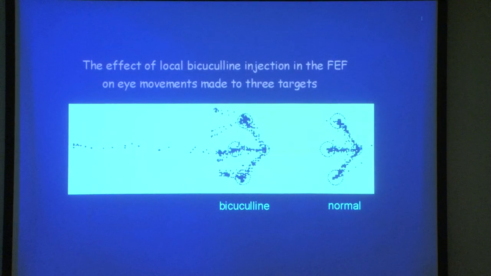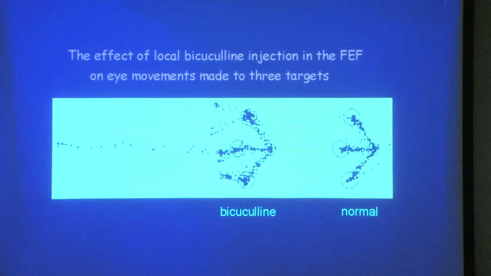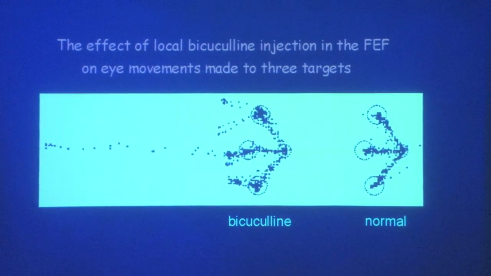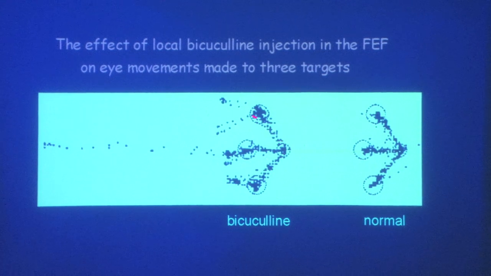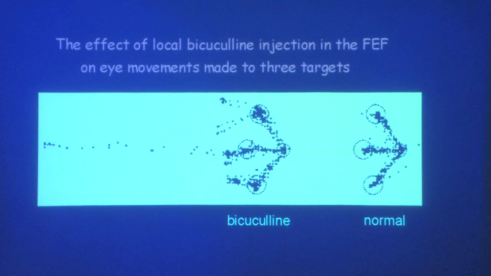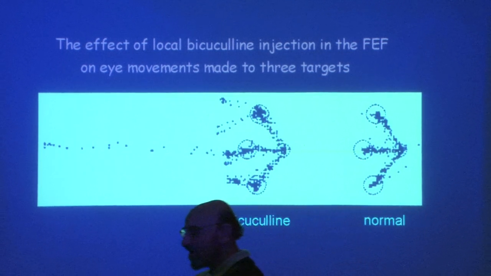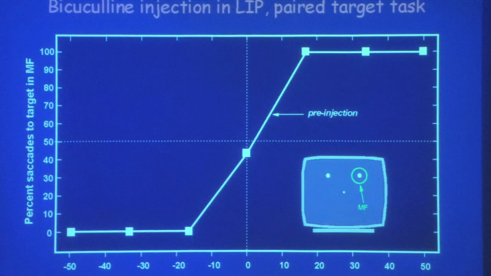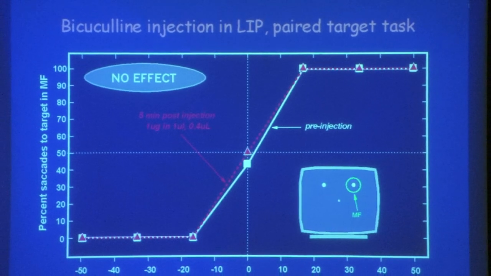Now we can do the same thing just looking at the eye movements themselves. To further highlight what I've shown you before, if you put bicuculline in the frontal eye fields, the monkey cannot help but make saccades with similar vectors that are represented by the neurons in the injected site. And that's why you have all this. It's a whole staircase of saccades. Bang, bang, bang, bang, bang. The monkey just can't help but make saccades because the signal to make the saccade has been disinhibited. All right, so then we can ask what happens in LIP. And when you do that, you get no effect at all.